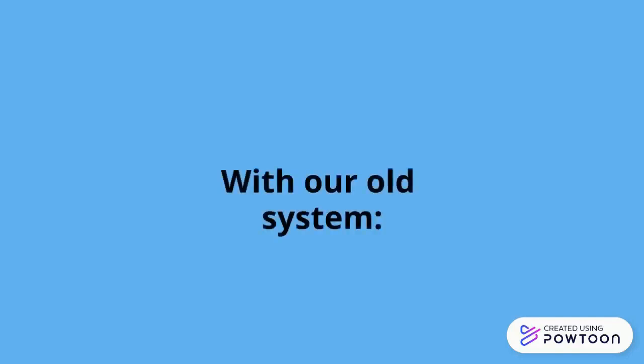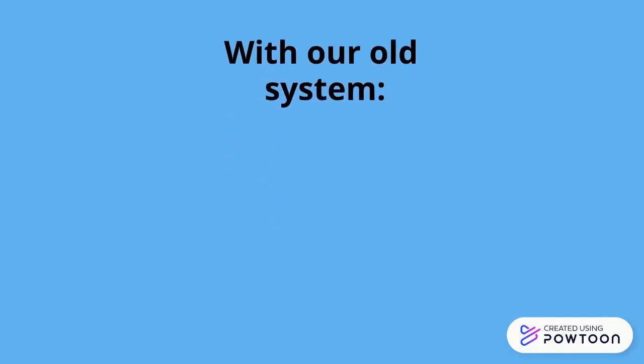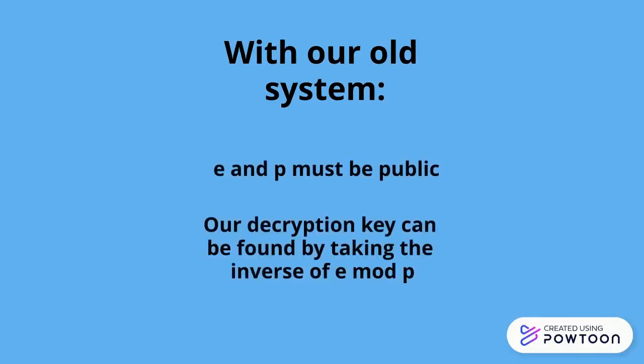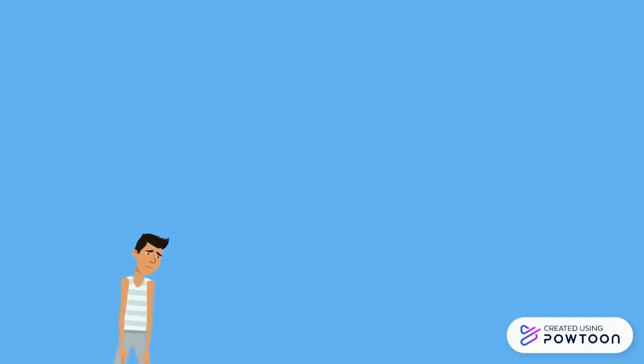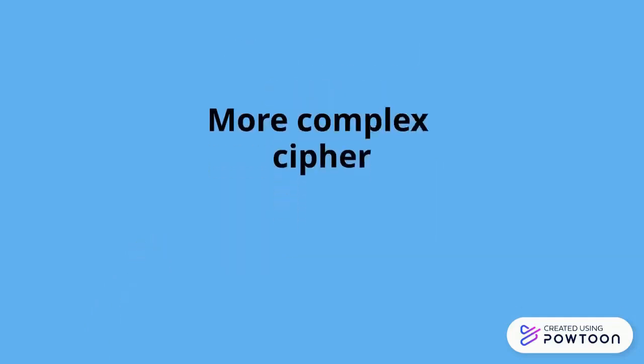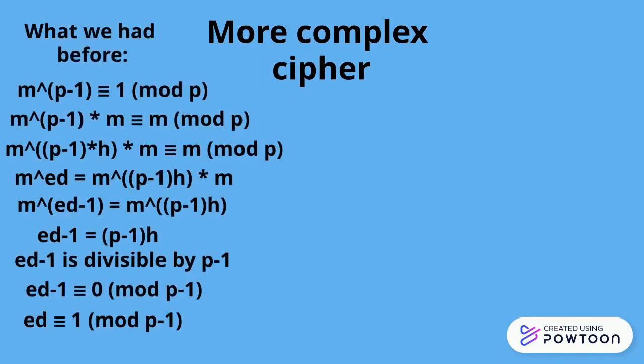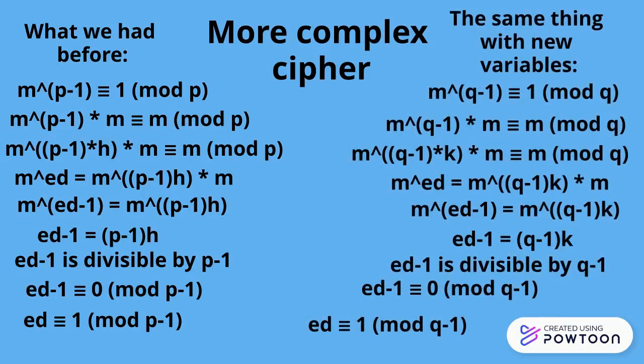For someone to encrypt a message using the system we worked out, they'll need to know what e and p are. But with that knowledge, they can figure out d. So if I publicize the encryption key, people can work out my decryption key too. We need to ramp up the complexity of our cipher a bit so that it can't be cracked by someone who knows the encryption key. So let's do the same math one more time, but this time with new variables. Our new prime number will be called q, and we'll use k instead of h. I'll write out all the steps with the new variables, and there they are.